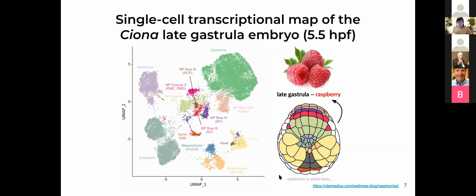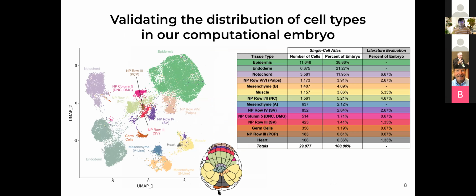To sanity check this data, we can also compare the ratios of cells that we found in this computational map of the embryo. For example, the number of cells in the epidermis versus the number of cells across the entire embryo, to ratios of cells that we would expect to see from previous Ciona cell lineage studies. So in this first column, I have the different clusters that are present, and then I have the number of cells that we have in our single cell atlas, as well as the percentage of the embryo that these clusters take up. I also have the different percentages of the embryo that we would expect to see for these different cell types based off of the literature.